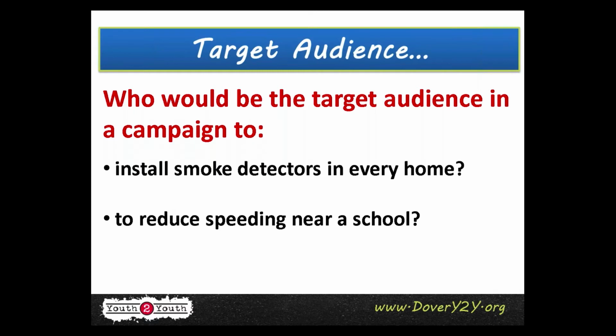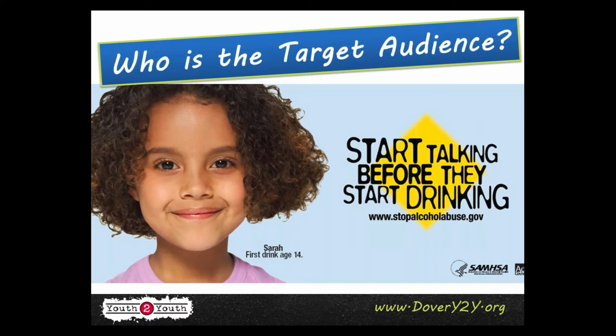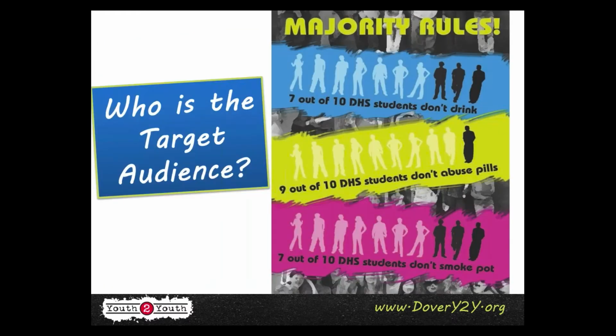I want you to take a look at this next poster here. It says, "Start talking before they start drinking." Think to yourselves, who is the target audience? Usually we get a lot of answers of kids or teens, but if you read it very carefully, it's actually talking to the parents of those teens. It's trying to change their behavior so they start talking before their kids start drinking. And in this next poster from our own campaign, Majority Rules, it says that 9 out of 10 DHS students don't abuse pills. The target audience of this campaign was teens.